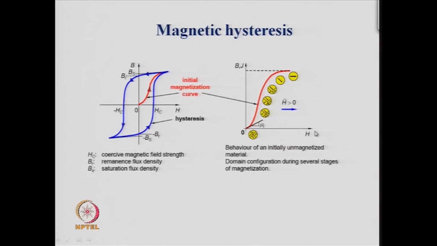If you increase the field further, there will be no further change, because this moment cannot grow any further. There are no new domains to be added to it, and so the net magnetization becomes constant, and this is the explanation of this red curve here. So, you can see different stages of how the magnetic dipole vectors and the domains are changing as a function of the applied magnetic field.